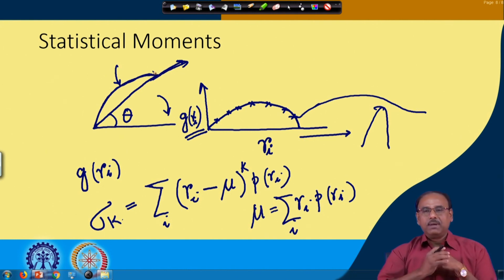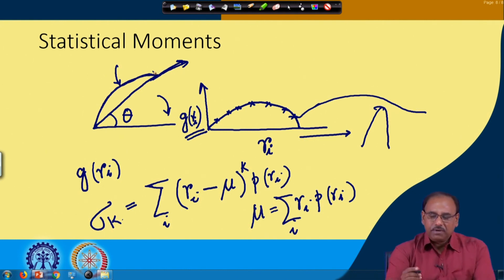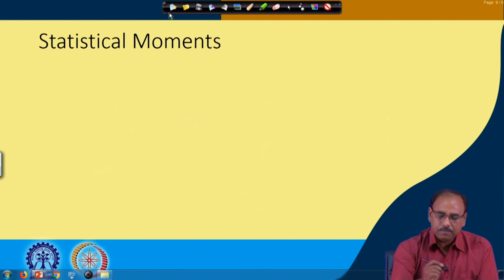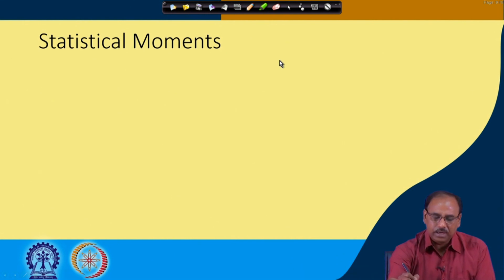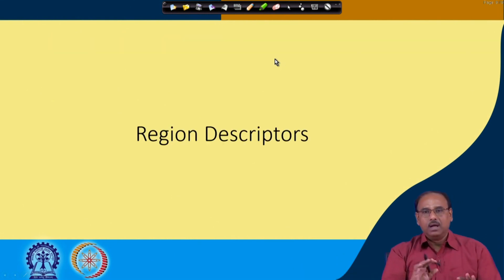Till now, what we have covered is the different types of boundary information that we can obtain from a given shape. So, with this I conclude this part of the lecture. In the next lecture, I will talk about how we can obtain the different region descriptors or the region information, including intensity, color and texture.